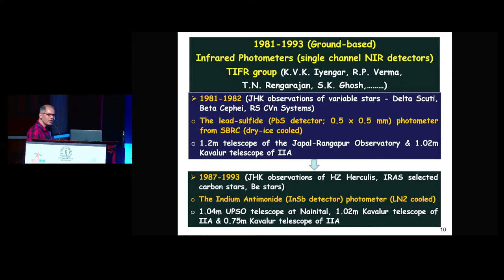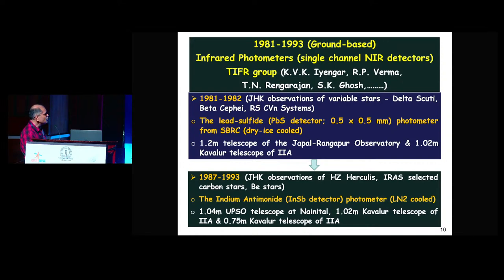Around the 1980s, in parallel, we also started a ground-based program within the country with single-channel NIR detectors, which were available at that time, led by Iyengar and his group, Rangarajan and S.K. Ghosh. In the early 80s, a lot of near-infrared observations in JHK bands were carried out using the lead sulfide detector, which was cooled with dry ice. This was used to study variable stars like Delta Scuti and so on.